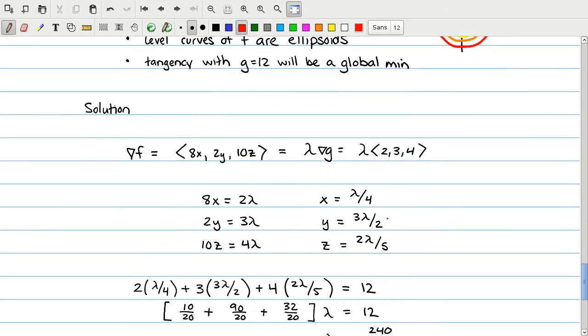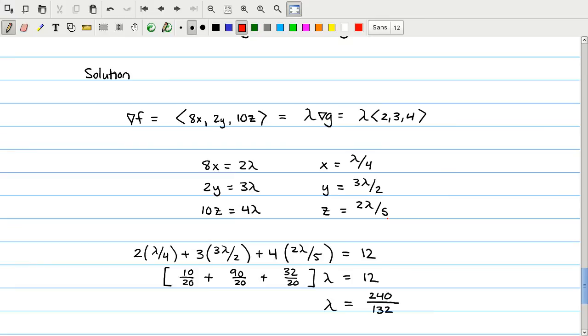So, again, to the math. It's pretty straightforward, even easier this time. The gradient of f is just 8x, 2y, 10z, and the gradient of g is just 2, 3, 4. So setting grad f equal to lambda grad g gives us 3 equations. X, y, and z all depend on lambda. It's a very nice, simple structure. 8x is 2 lambda, 2y is 3 lambda, and 10z is 4 lambda. So we can solve for x, y, and z all in terms of lambda.